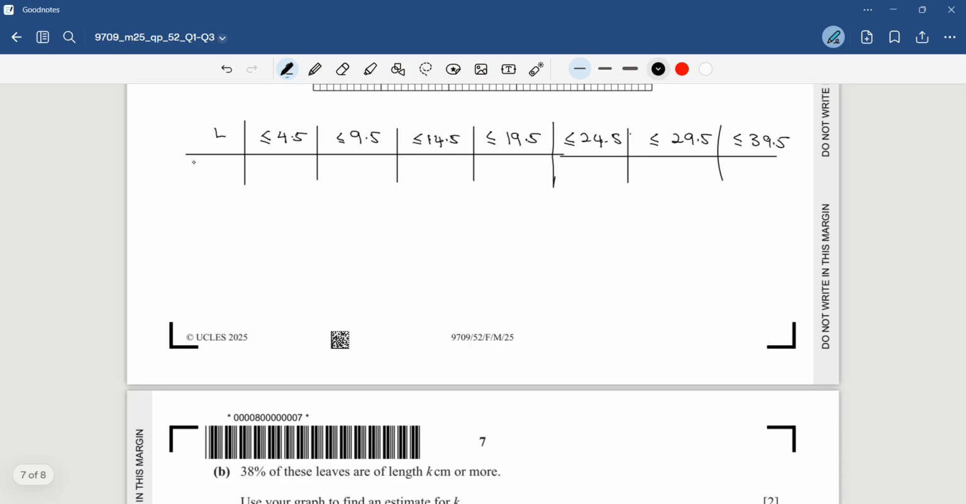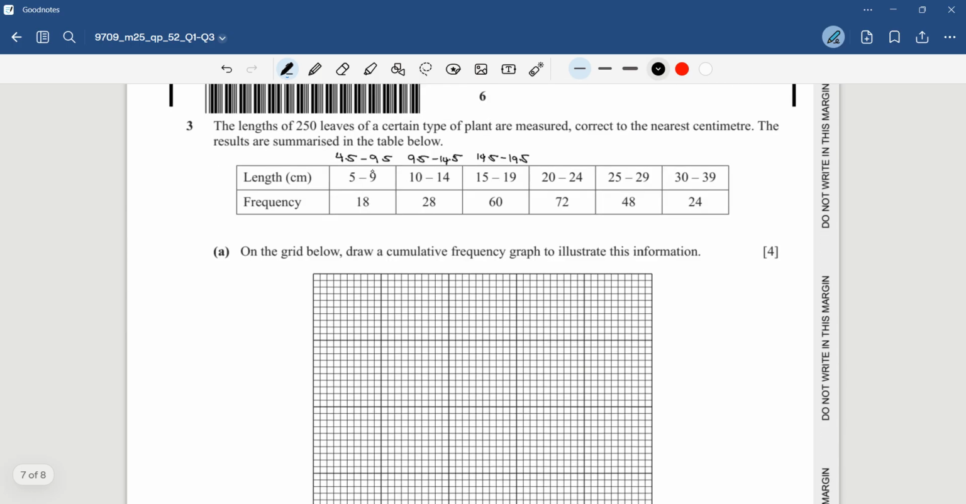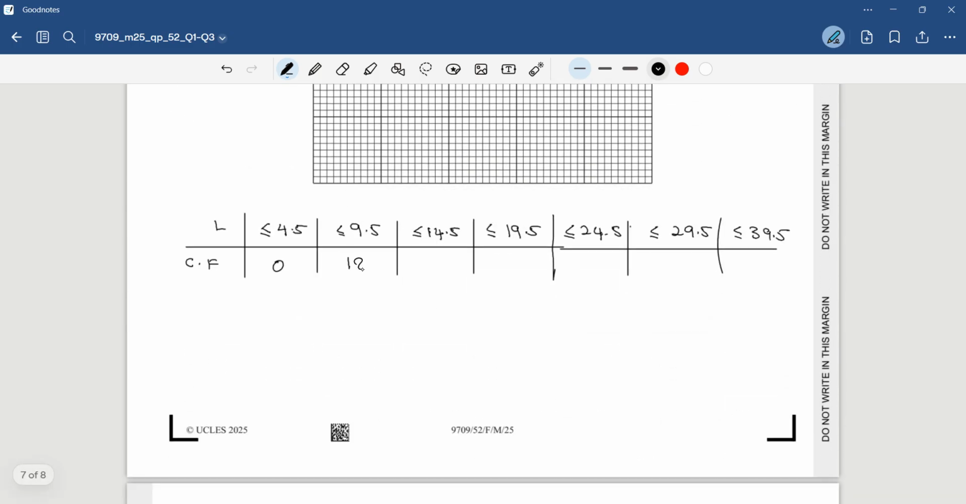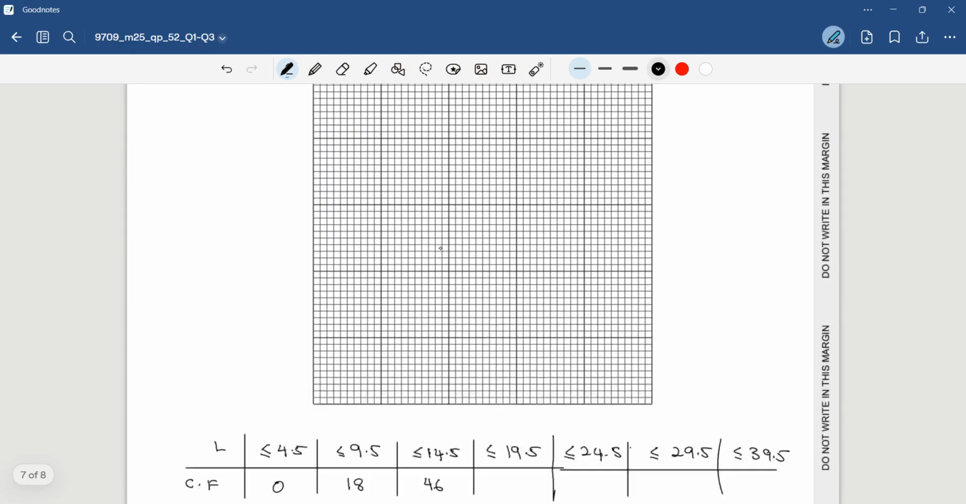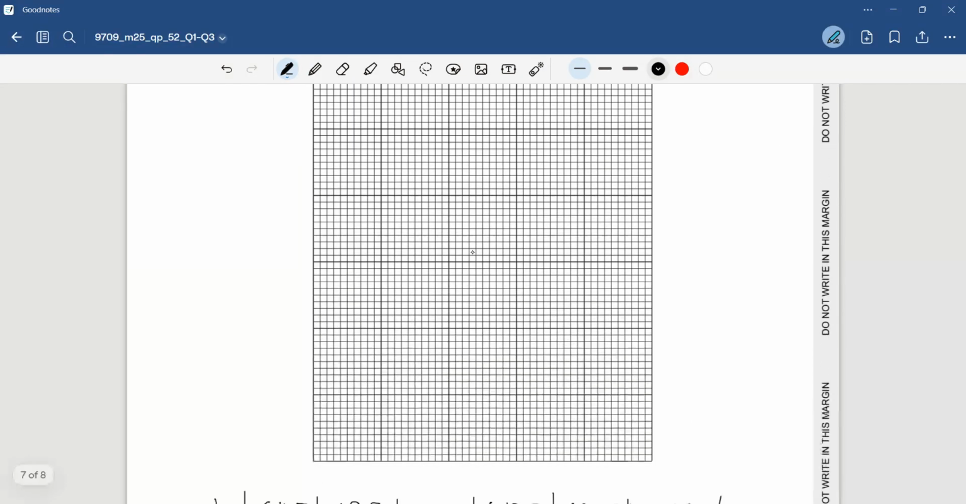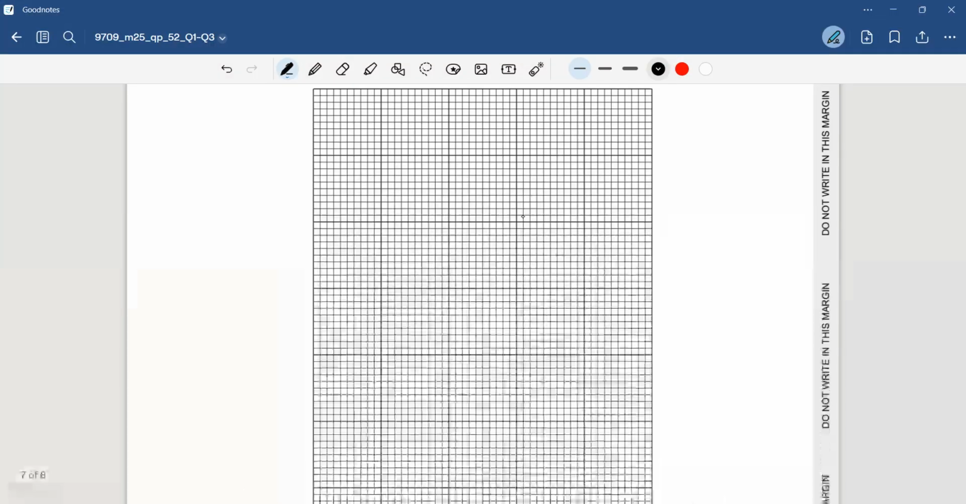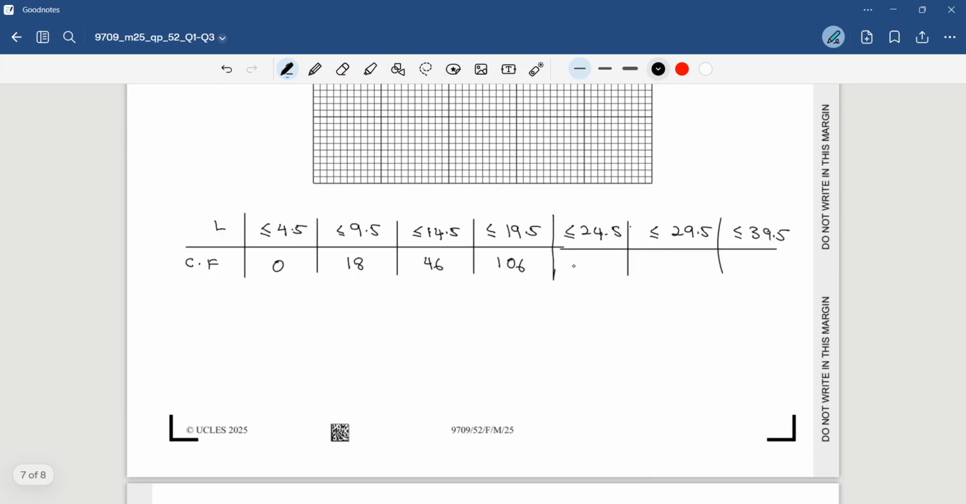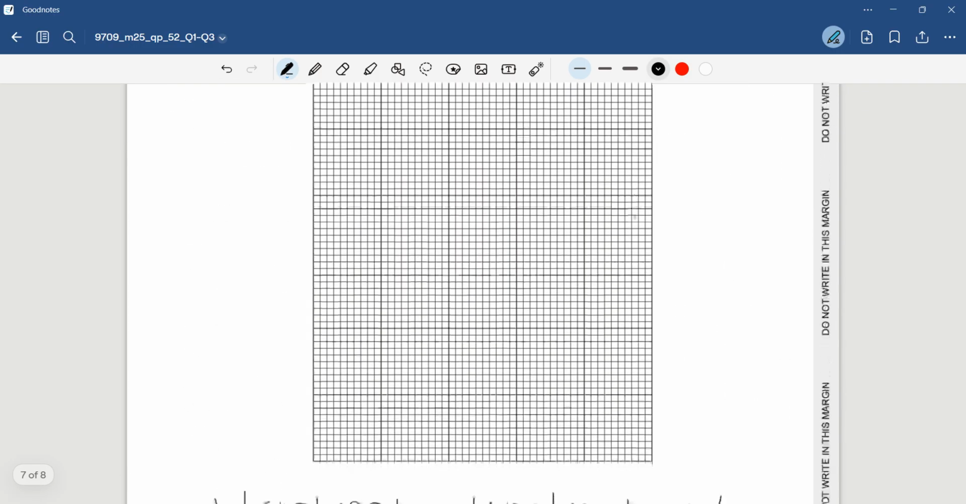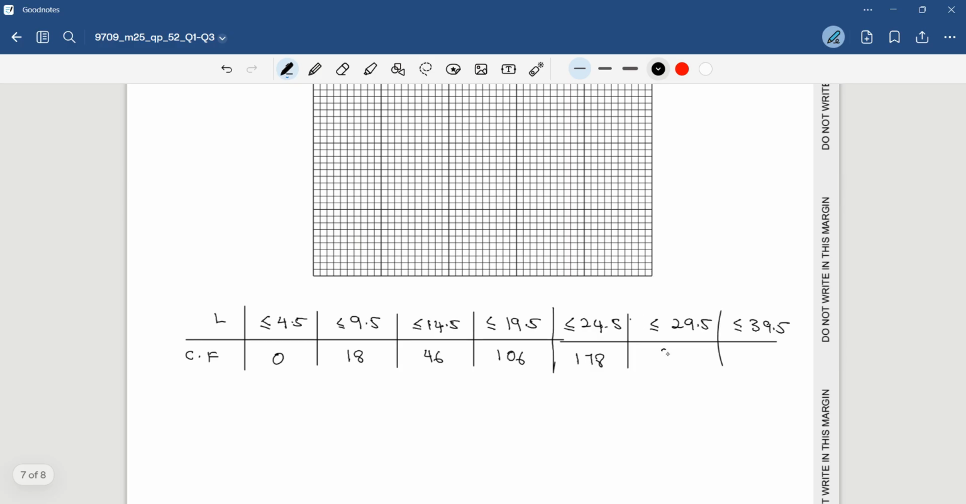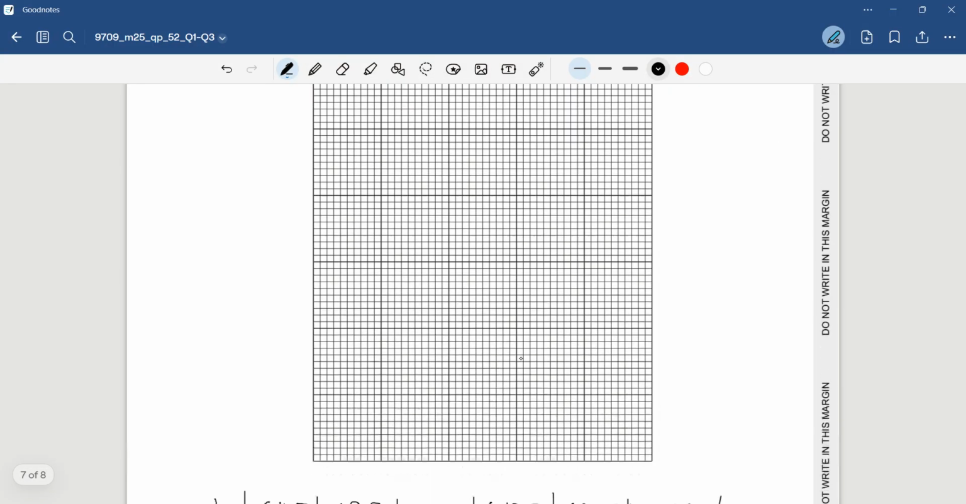So your cumulative frequency here will be 0, 18, 28. So 18 plus 28 is 46. 46 plus 60, you will get 106. 106 plus 72 will be 178. 178 plus 42 will be 226, and this will be 250. You can add up the last number here, 24, so you get the same answer.